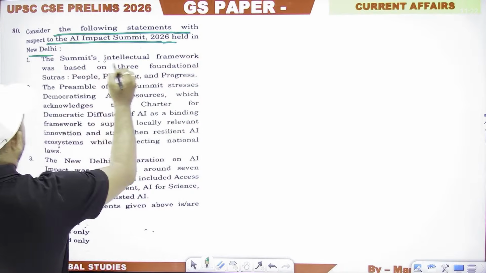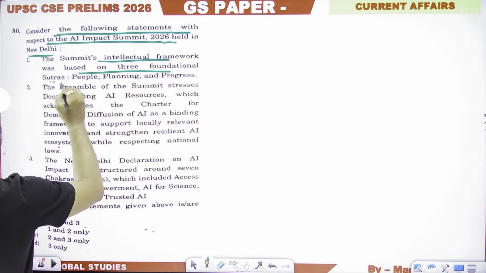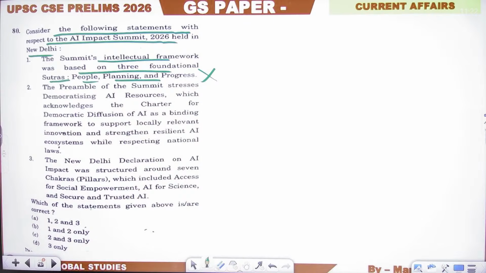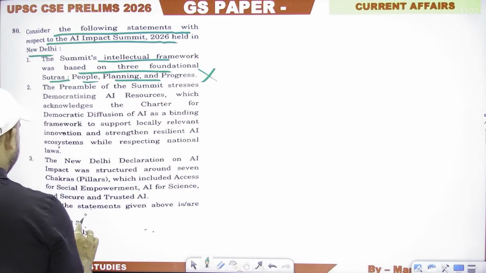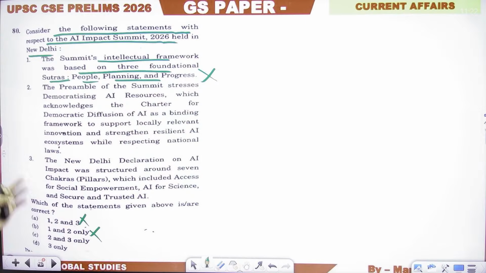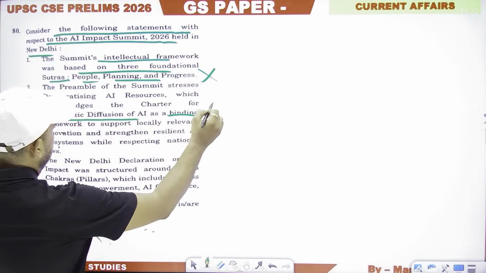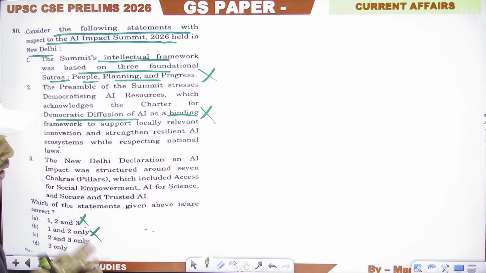The summit's intellectual framework was based on 3 foundational sutras: people, planning and progress. This is absolutely wrong, because the 3 foundational sutras were people, planet and progress, not planning. So it means that the first is incorrect. The second is saying that the preamble of the summit stresses democratizing AI resources, which acknowledges the Charter for Democratic Diffusion of AI as a binding framework. Never, the AI Impact Summit is voluntary and non-binding.